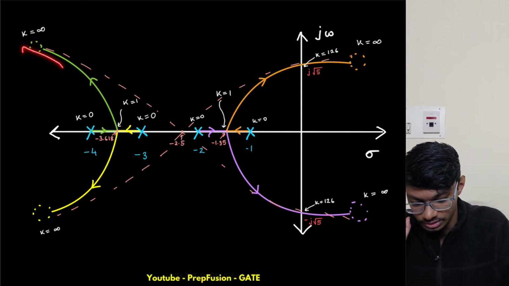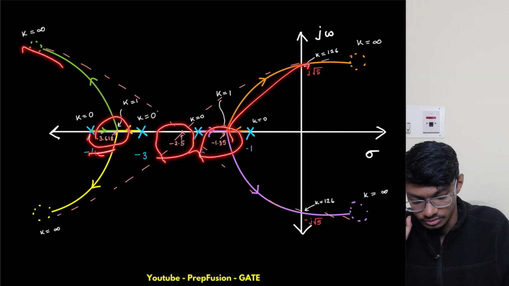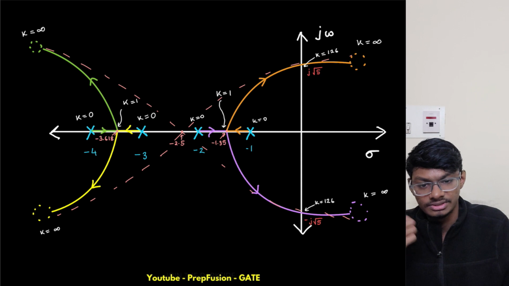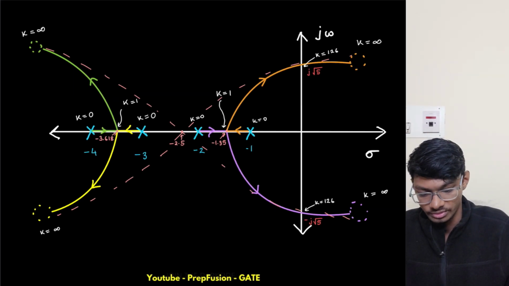And here I've done the asymptotes and the break-away points, you can see, minus 1.35 and 3.16, and this is the centroid. So yeah, this is the basic plot. I don't want to go into too much detail. You can pause the video and zoom in for this one.